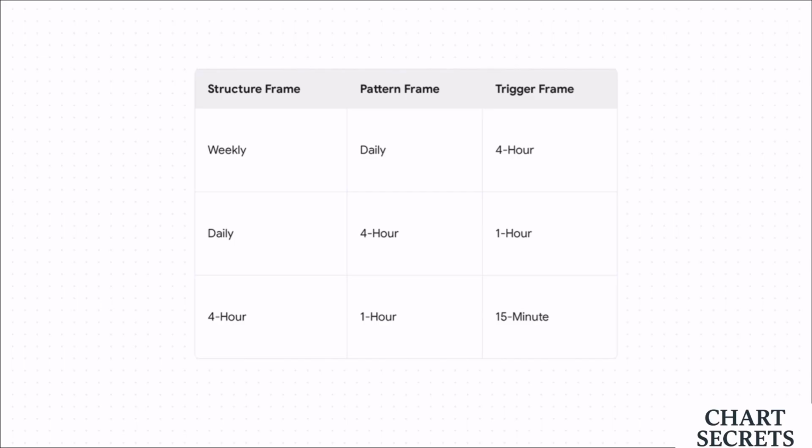So let's put some real numbers on that. If your big picture structure is the weekly chart, then your pattern frame is the daily, and your entry trigger is the 4 hour. Make sense? Or hey, maybe you're a shorter term trader. If your structure is the 4 hour chart, then you'd be looking for your trigger on the 15-minute chart. You see how it works? It's just a clean, logical cascade, zooming in each time.